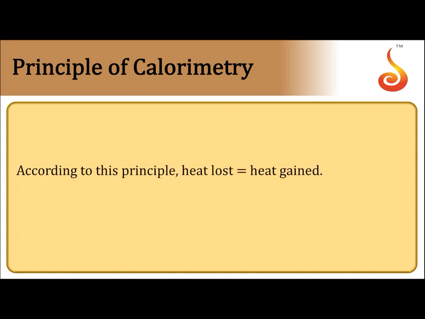Coming to principle of calorimetry. According to principle of calorimetry, heat lost by hot body is equal to heat gained by cold body when you mix two substances at different temperatures in thermal isolation. Thermal isolation means heat can be exchanged within the system, but it cannot exchange heat with surroundings. So in such case, heat lost by hot body should be equal to heat gained by cold body.